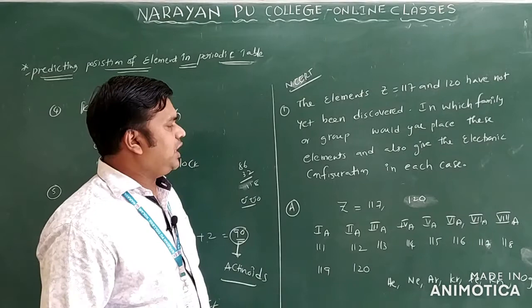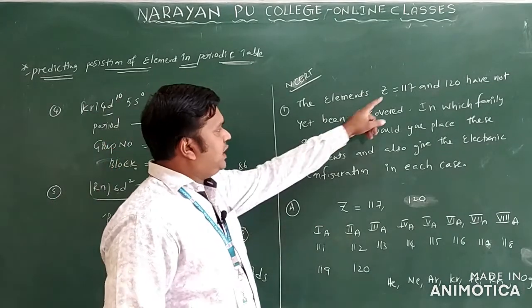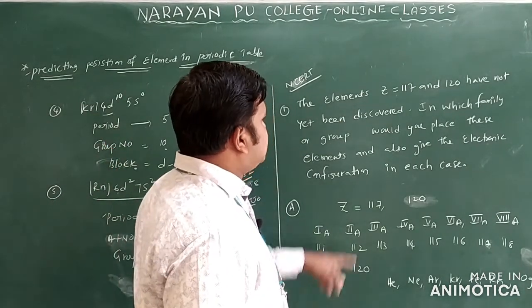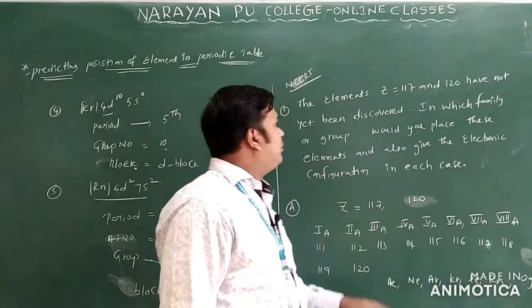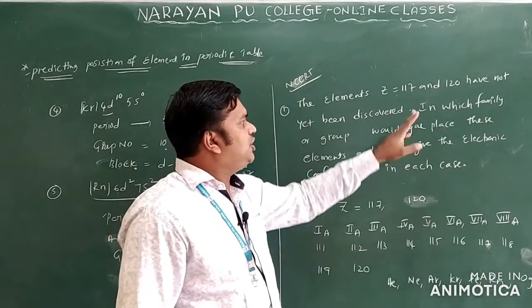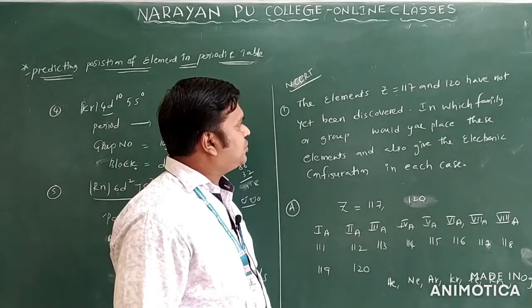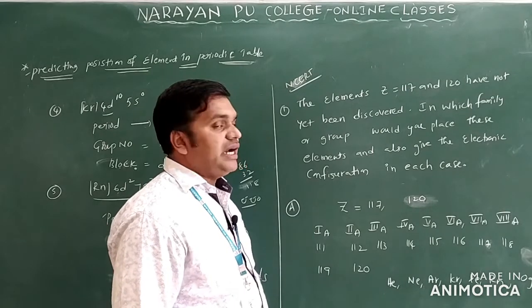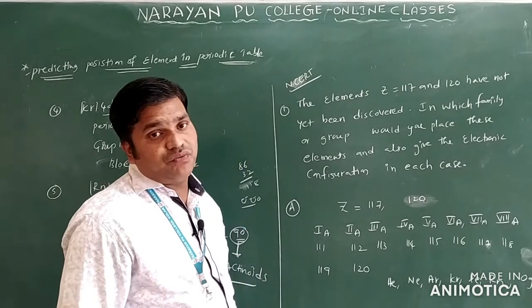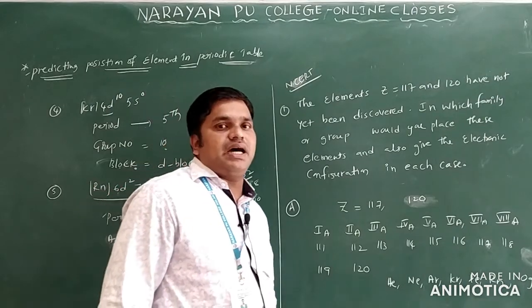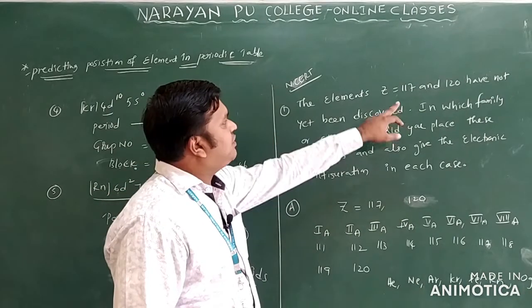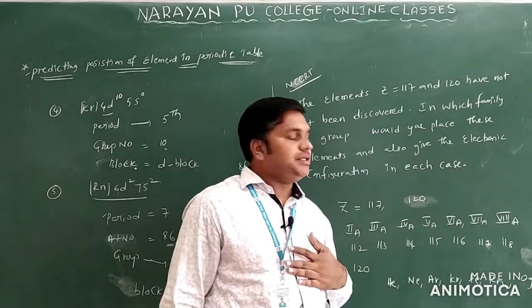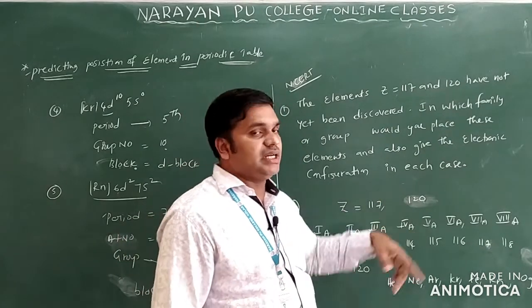So the next question we have is an NCERT question. The elements with atomic number Z equal to 117 and 120 have not been discovered. In which family or group would you place these elements, and also give the electronic configuration in each case. They have given atomic numbers 117 and 120.